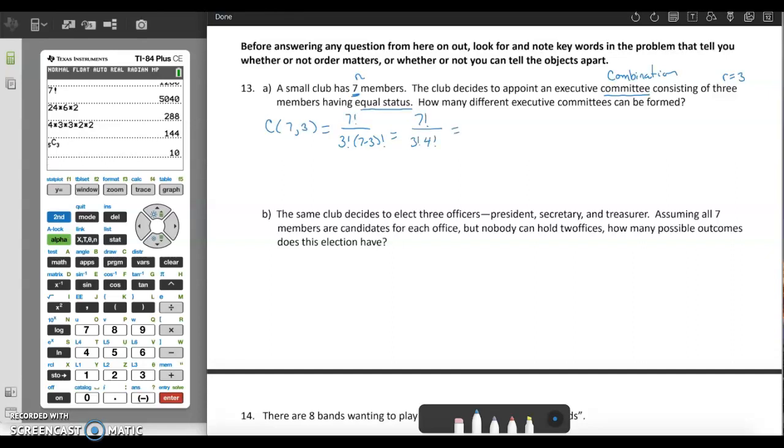So again, you can go to your calculator. I'm going to just write this out. 7 times 6 times 5 times 4 times 3 times 2 times 1 over 3 times 2 times 1 times 4 times 3 times 2 times 1. And I'm going to reduce. So I'm going to reduce all the 4, 3, 2, 1s at the end. The bottom 3 times 2 can reduce with that top 6, and I've reduced everything possible. Looks like we're left with 7 times 5, which is 35 different ways that this committee can be formed.